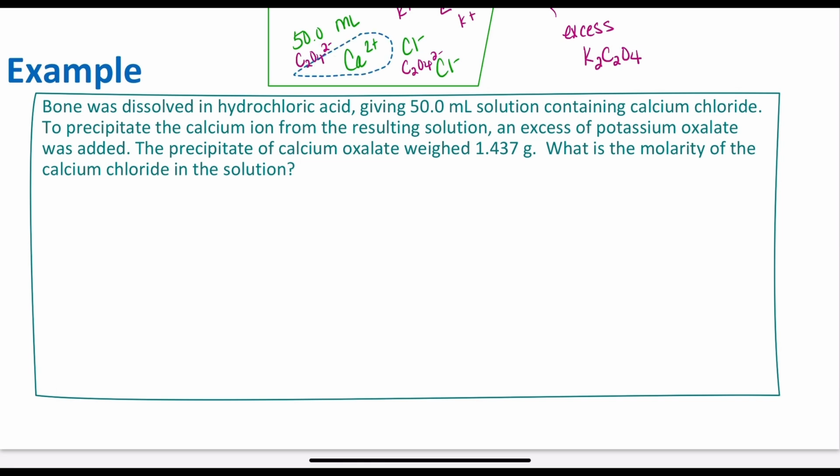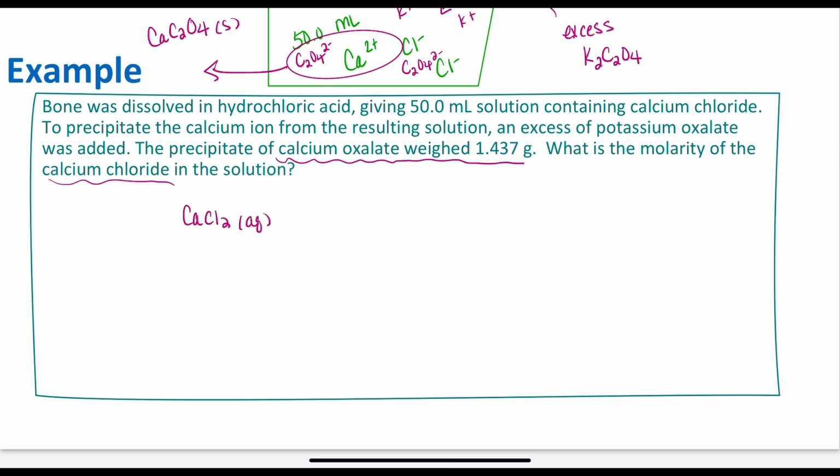The calcium and the oxalate like each other so much that when they find each other, they pair up and precipitate out as calcium oxalate. And that's where it says the precipitate calcium oxalate. So I add enough of the K2C2O4 to react with all of the calcium ions in solution. And this, I isolate from that 1.437 grams of calcium oxalate. So that means I can assume that all of the calcium oxalate in here came from that original calcium chloride solution.